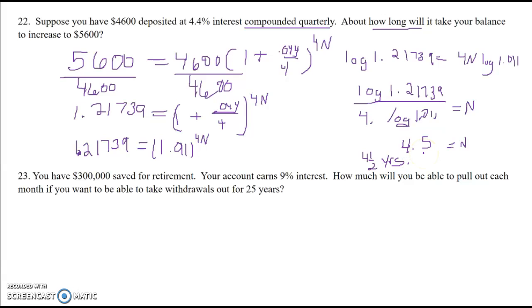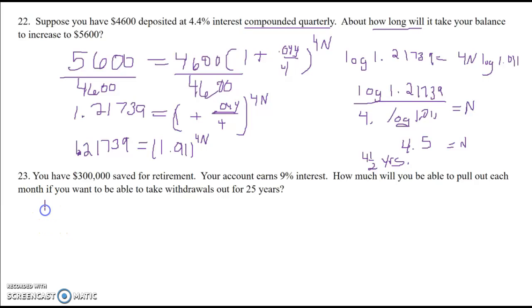Okay, 23. 23 says you have 300,000 saved for retirement. Your account earns 9% interest. How much will you be able to pull out each month if you want to be able to take withdrawals out for 25 years? So this is going to be a payout annuity.